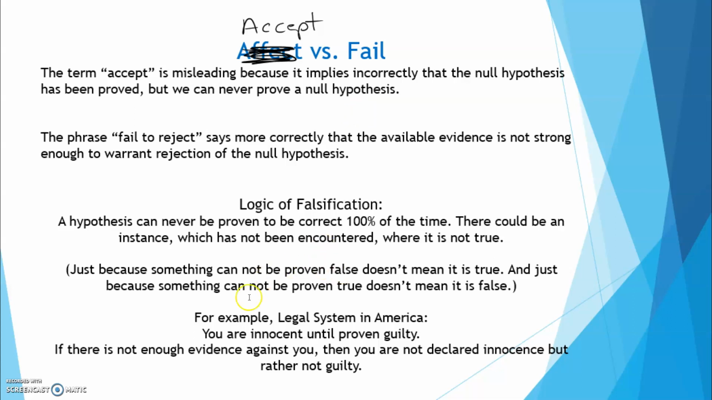It really comes down to the legal system in America. You are innocent until proven guilty, but you don't come out being declared innocent. Instead, you are not guilty. That's the same thing with the null. We don't say that we accept the null. That's like saying the person is innocent. We say we fail to reject the null, which is the same thing as saying this person is not guilty, just because we didn't have enough evidence to prove that we needed to reject. So we fail to reject the null. And that's it.